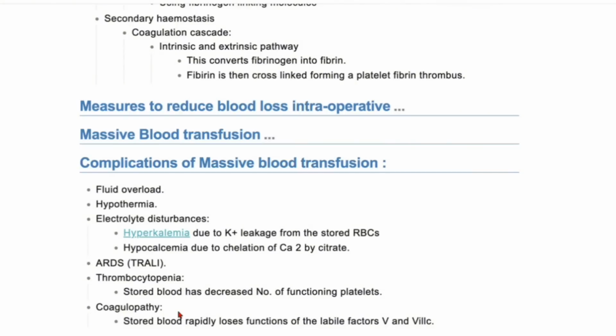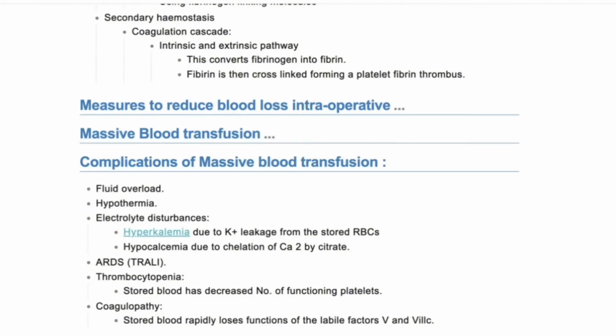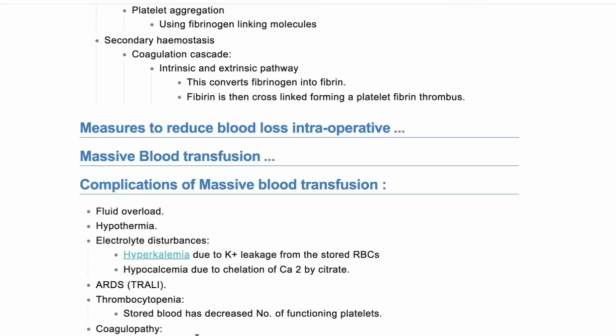And number 3 would be also sometimes, depending on the graft used, you can get a continuous leak or an endoleak post-operatively down the line. Well done. Massive blood transfusion in a child?